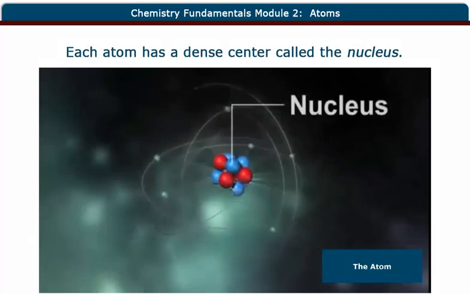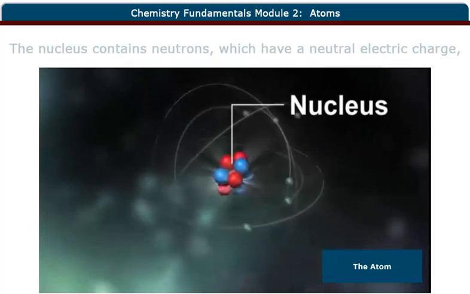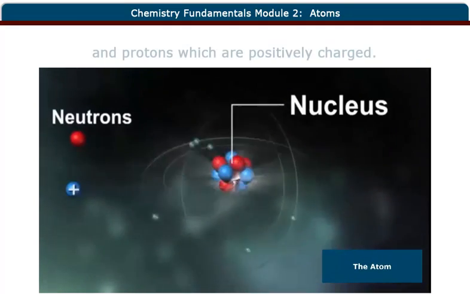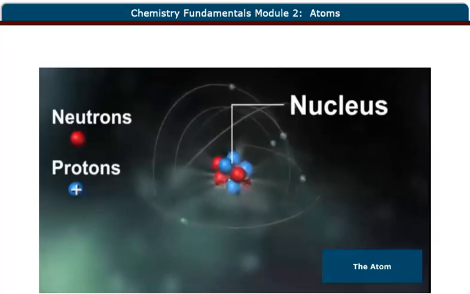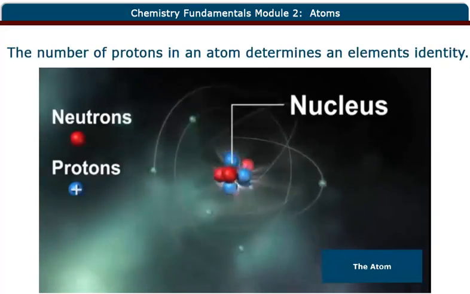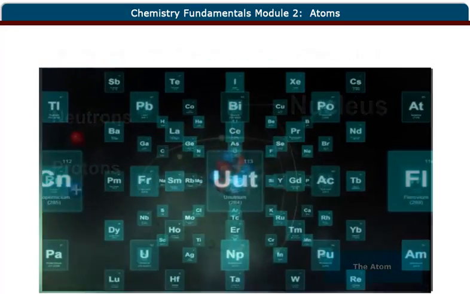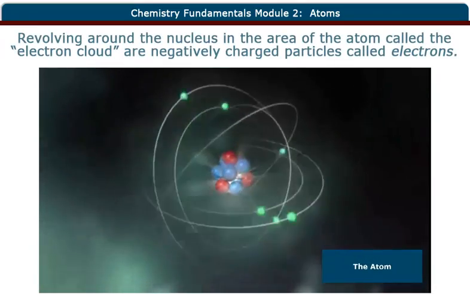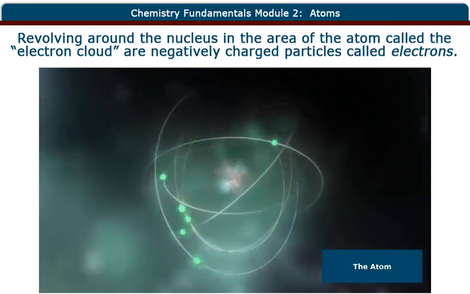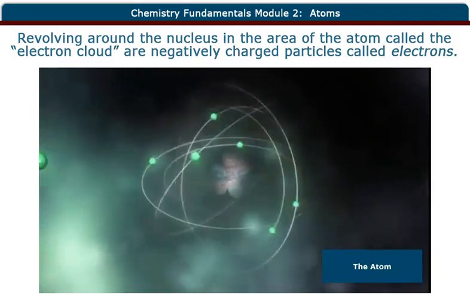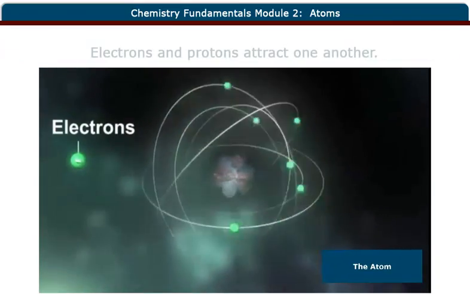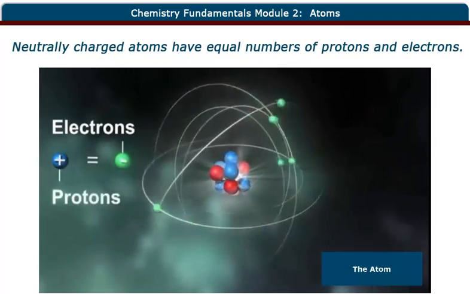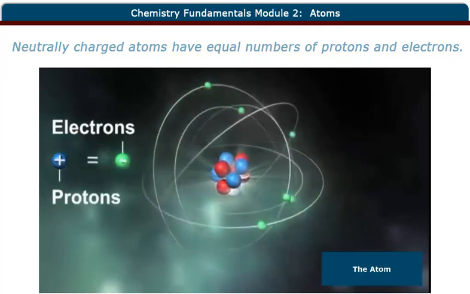Each atom has a dense center called the nucleus. The nucleus contains neutrons, which have a neutral electric charge, and protons which are positively charged. The number of protons in an atom determines an element's identity. No two elements have the same number of protons. Revolving around the nucleus in the area of the atom called the electron cloud are negatively charged particles called electrons. Electrons and protons attract one another. Neutrally charged atoms have equal numbers of protons and electrons.